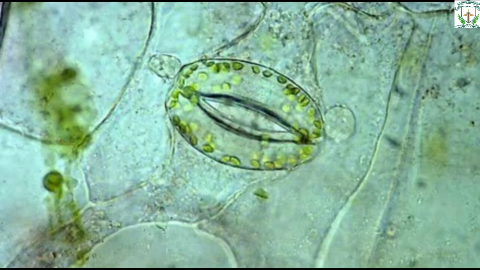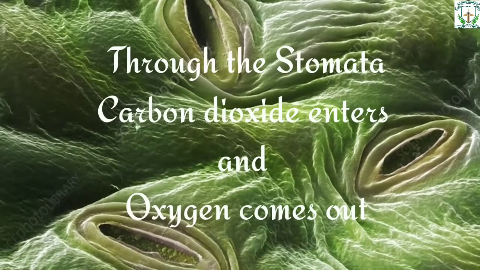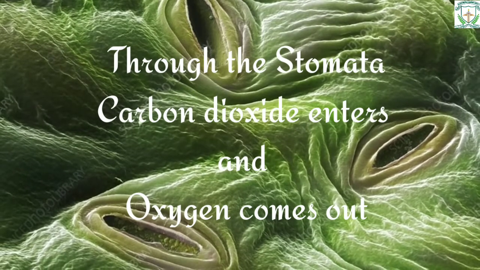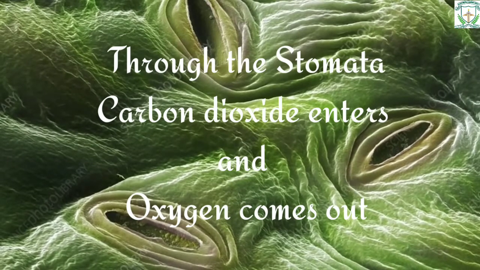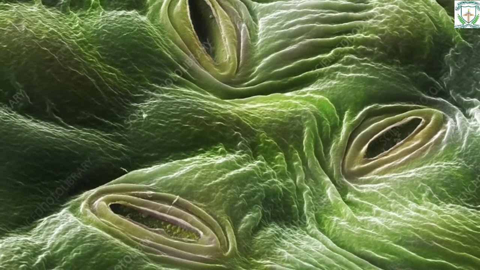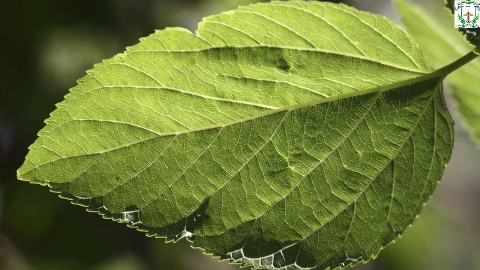Children, what are the functions of stomata? Exchange of gases takes place through the stomata. That is, carbon dioxide enters into the leaf and the byproduct oxygen comes out through the stomata. The second function is that excess water is removed through the stomata. Children, more stomata are always present on the lower surface of the leaves. Why? The reason is to avoid more loss of water.